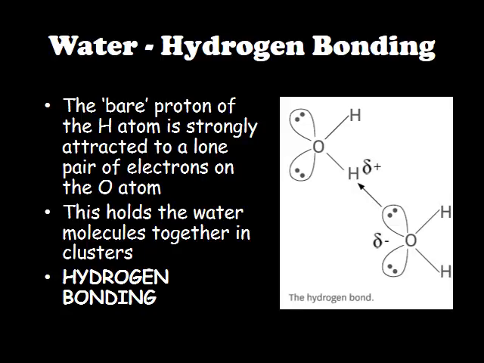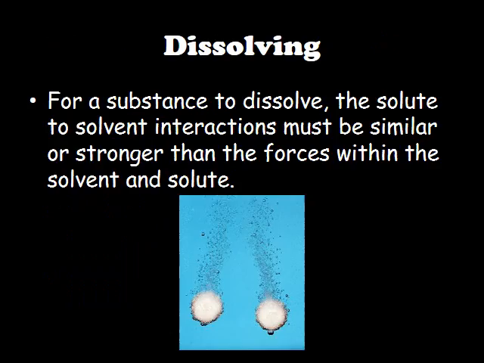So you also get water hydrogen bonding. The bare proton of the hydrogen atom of one water molecule is strongly attracted to the lone pair electrons of the oxygen atom of an adjacent water molecule. This holds the molecules of water together in clusters, and this is known as hydrogen bonding. Very important. It's the reason why water is a liquid and not a gas at room temperature, because it requires more energy to break these very specific intermolecular bonds known as hydrogen bonds.